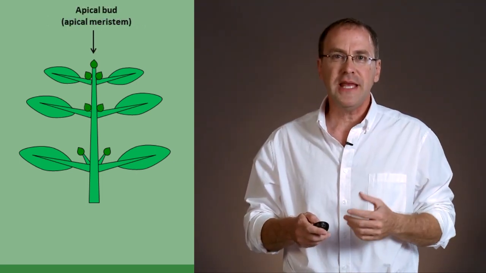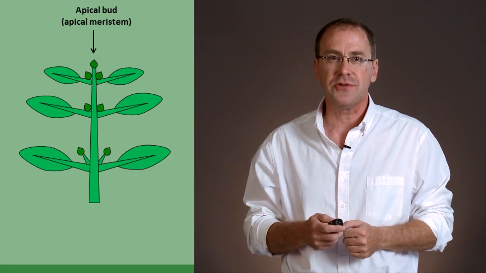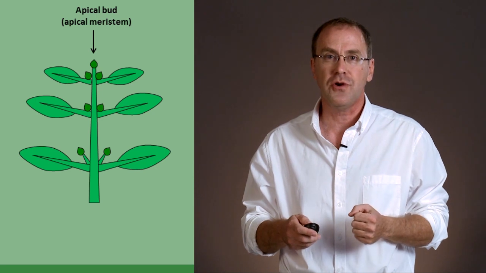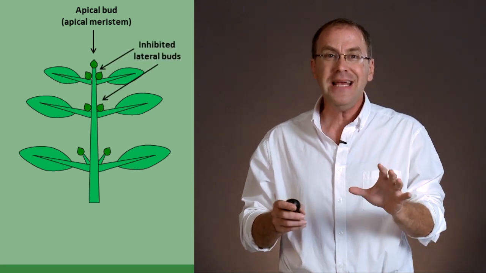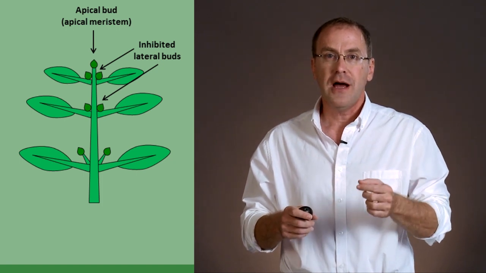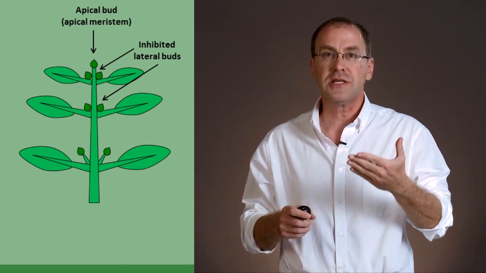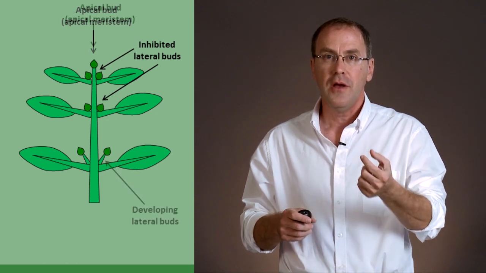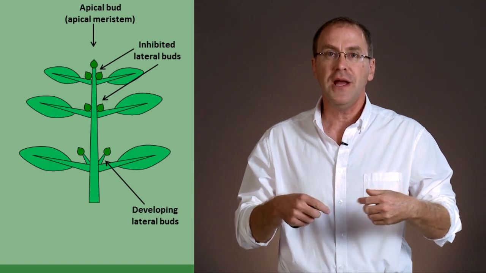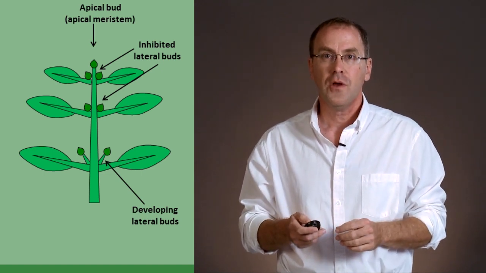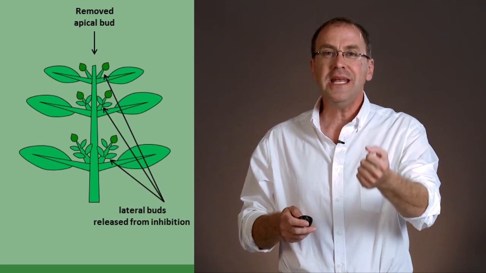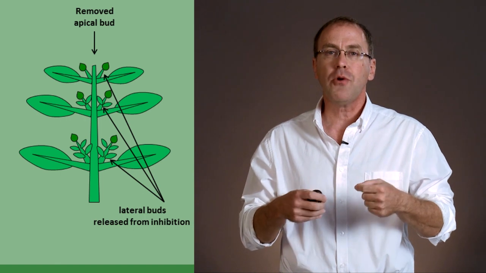At the tip of a plant is the apical meristem, as we've learned in previous lectures. We can also call this the apical bud, and it's from here that all the new plant tissues grow. At the base of each leaf going down the stem, there are also lateral buds. Now, these lateral buds that are closest to the top don't grow, they're inhibited. But further down the stem, some of the lateral buds have started to develop, and these will form branches. If we cut off the apical bud, we release the inhibition on the lateral buds to grow.